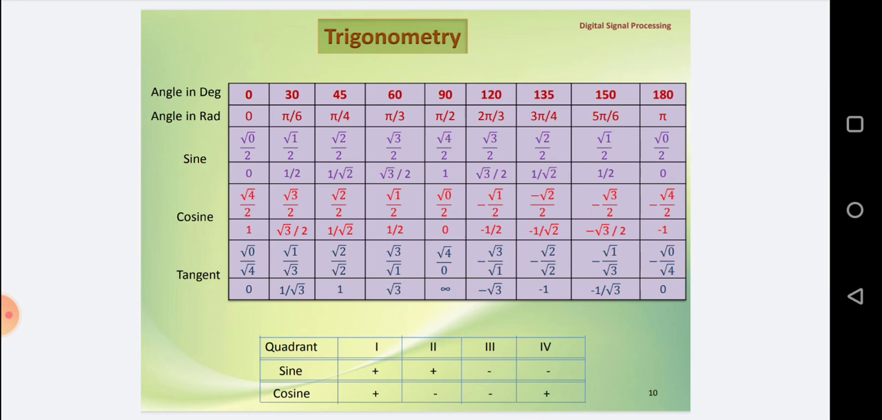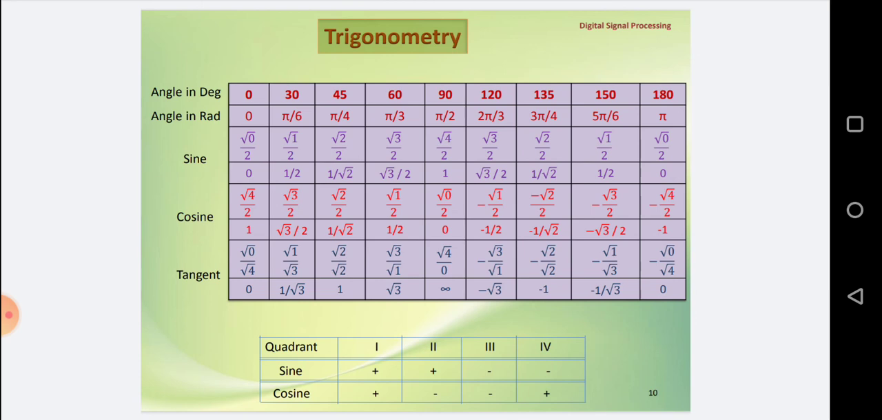So in the case of cosine, what do we have to do? Just write 4, 3, 2, 1, 0, 1, 2, 3, 4. Just the sign gets changed in the second and third quadrant. So similarly we will get the values of cosine, and if we take the ratio of sine and cosine, we will get the tangent value.